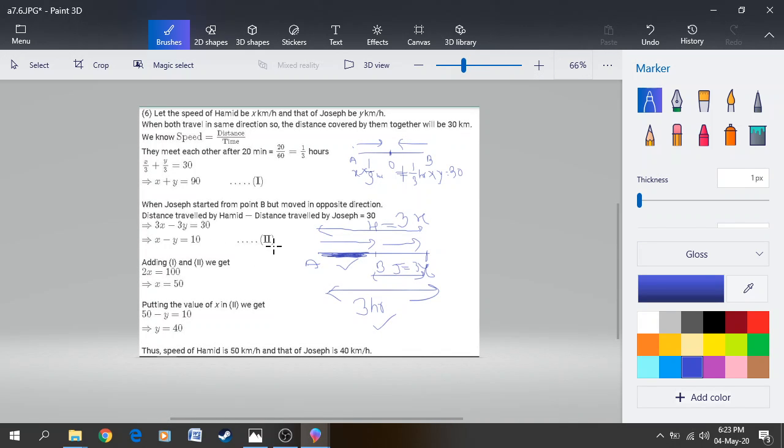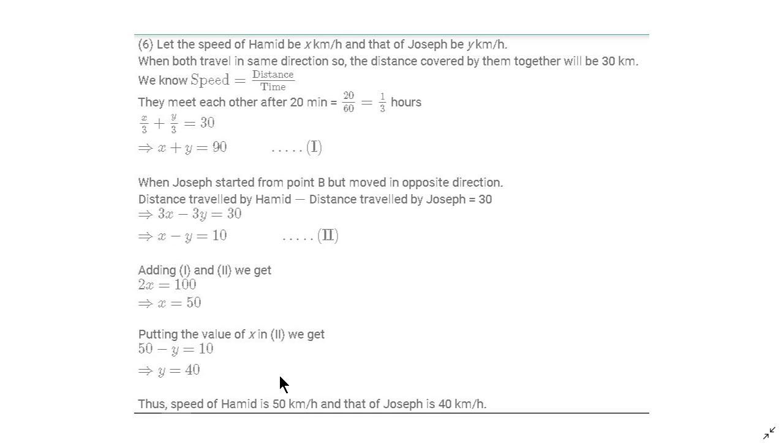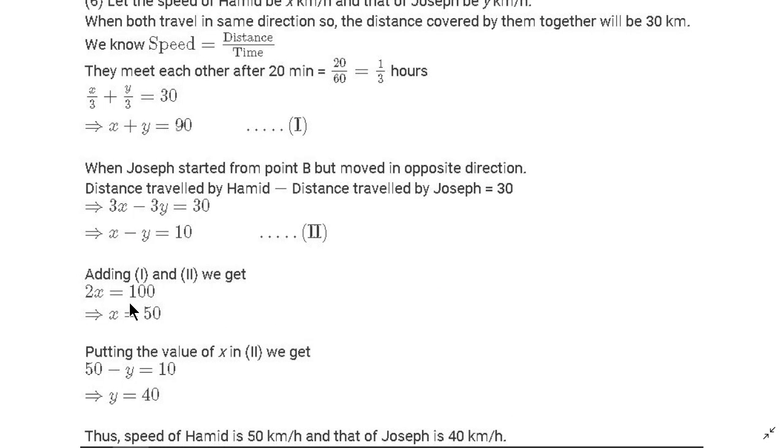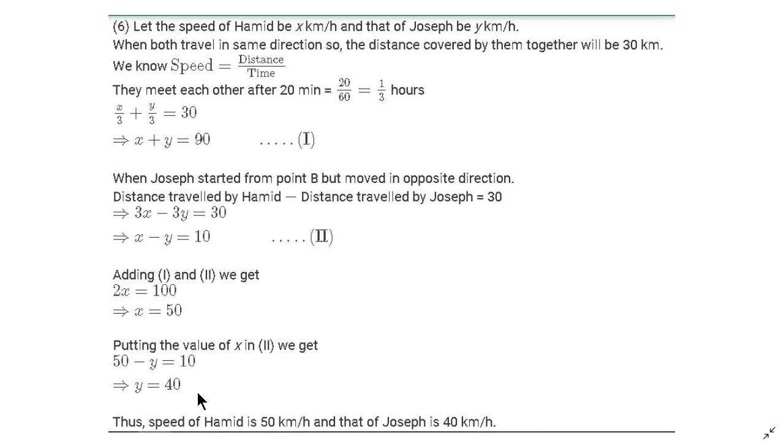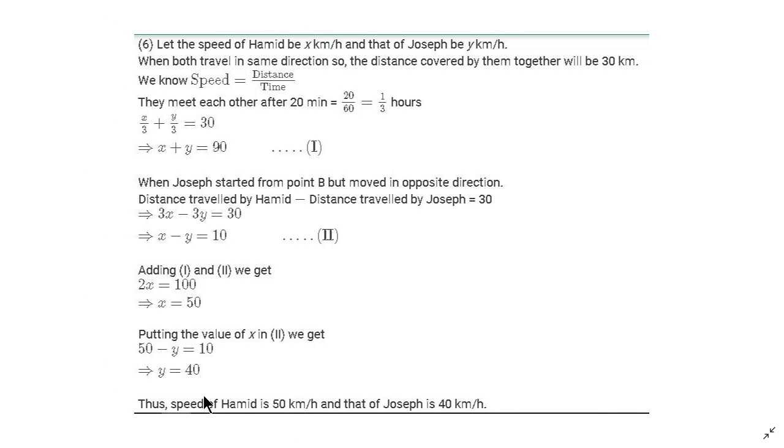3x minus 3y is equal to 30, and then we can solve it by our earlier methods. x is equal to 50 and y is equal to 40. So this is the answer. The speed of Hamid is 50 and the speed of Joseph is 40 kilometers per hour.